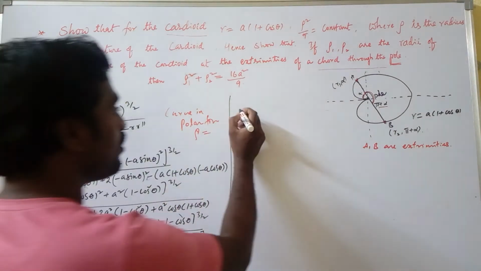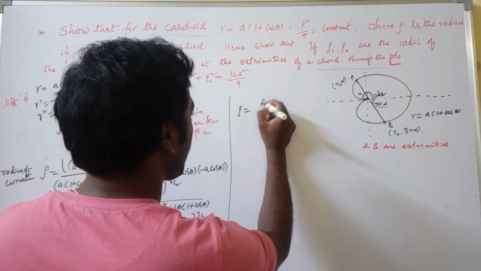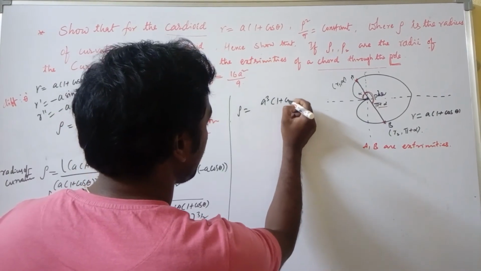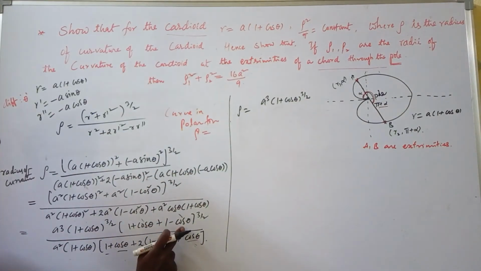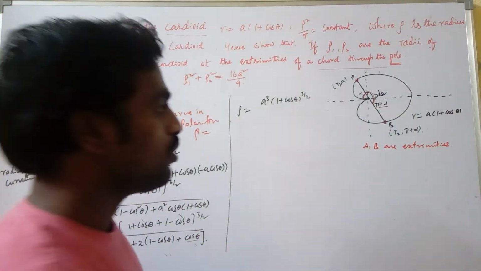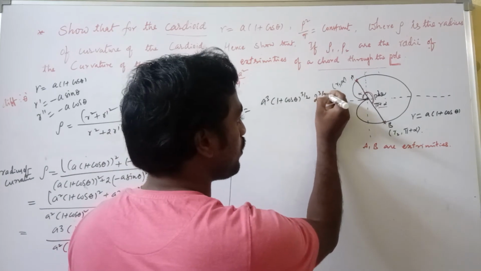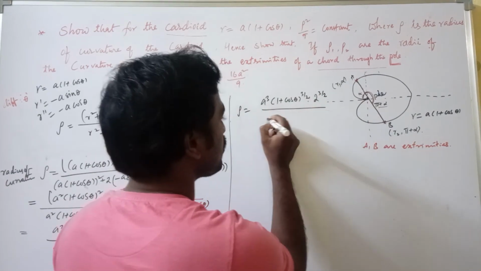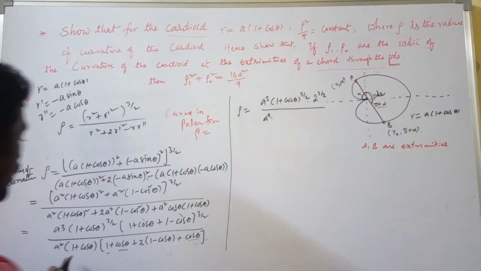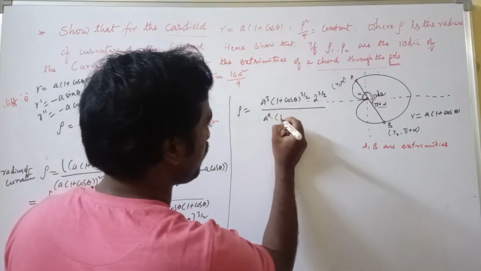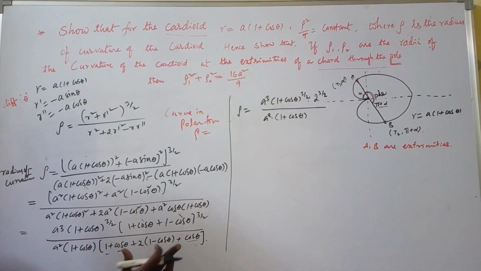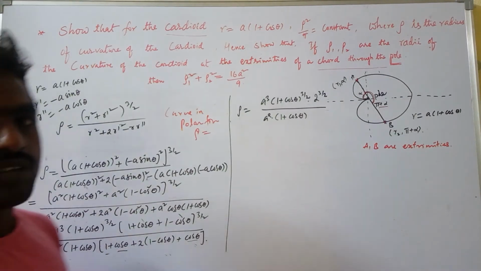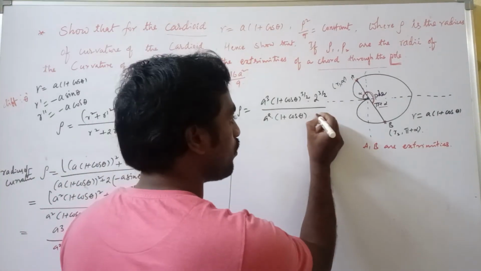So what is the term? Rho is equal to a power 3 into 1 plus cos theta, okay, 1 plus cos theta whole power 3 by 2. Okay, so cos theta will be cancelled. 1 plus 1 is 2. So what is the power? 2 power 3 by 2. Okay, now next the denominator is a power 2 into 1 plus cos theta, same as 1 plus cos theta. Okay, so all cos thetas are cancelled. Only 1 plus 2 into 1. So what is that? 1 plus 2 value is 3. Shall I write 3? Okay, write 3.